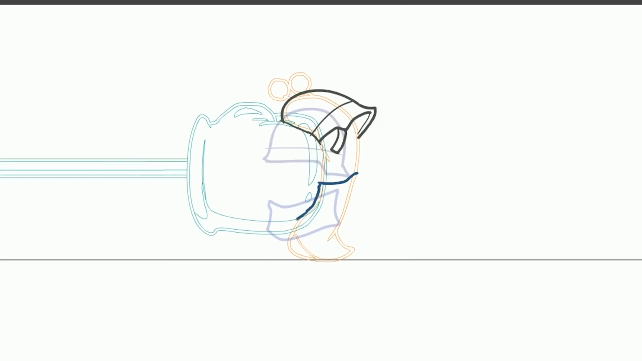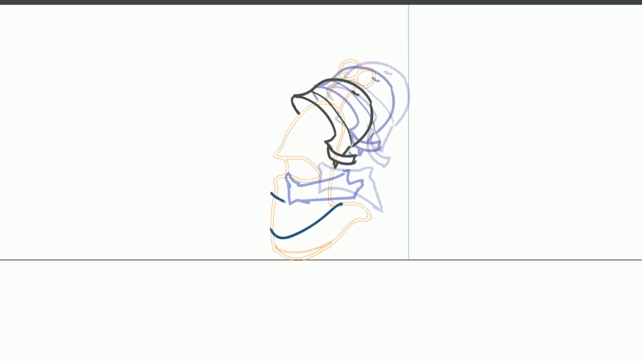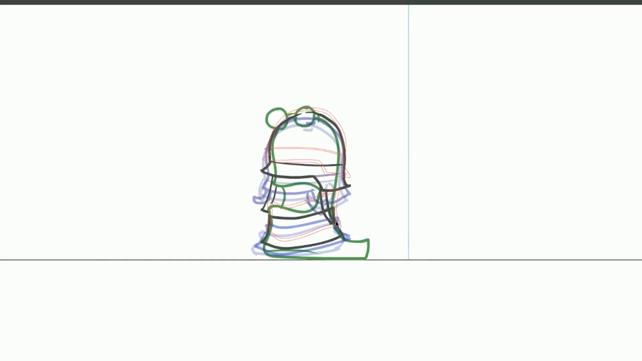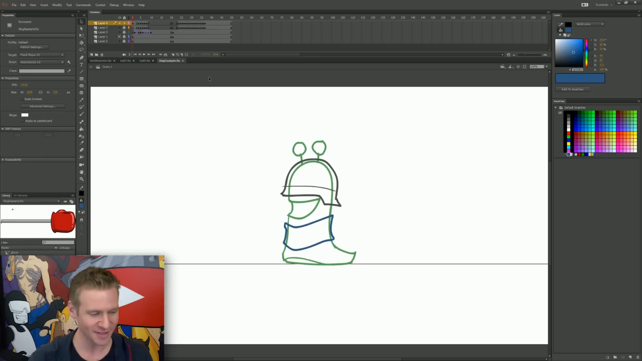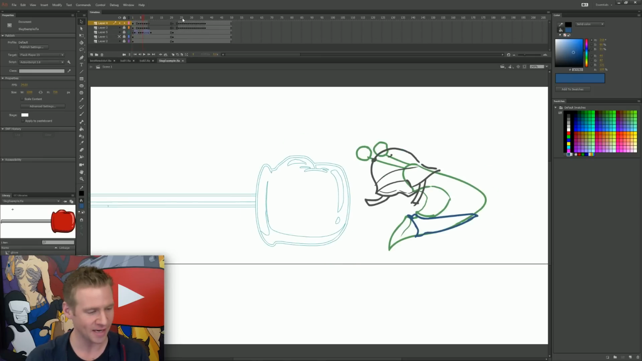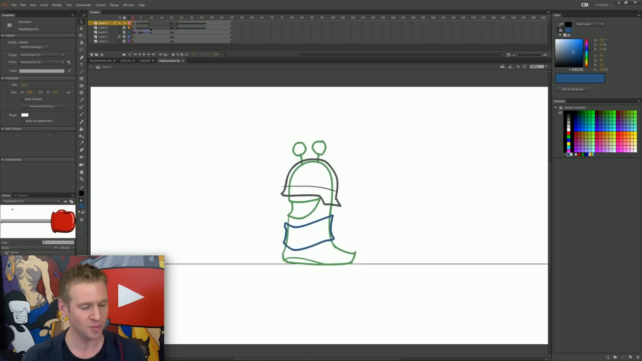Then once I'm happy with how the helmet comes together, I move on to adding the torso clothing, which kind of looks like a scarf wrapped around the entirety of the body. So I've finished creating my two animated segments, and I'm going to start off with our first one, which is the slam into the acceleration, or the squash into the stretch.